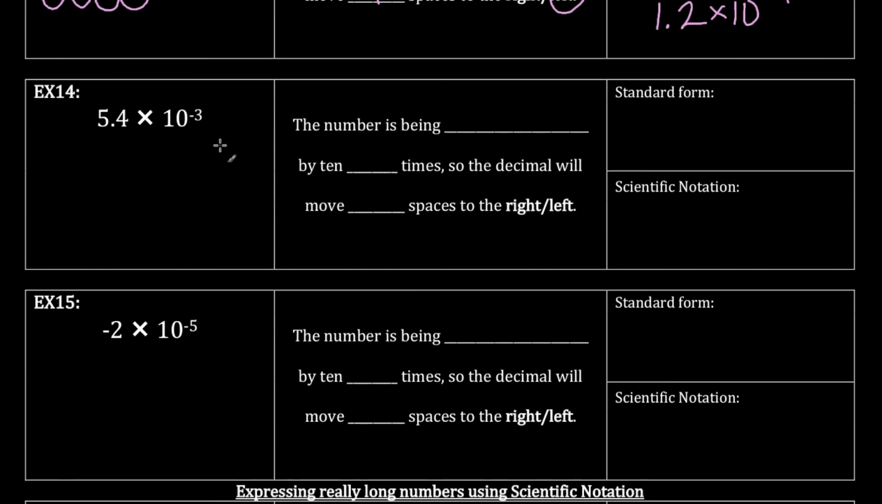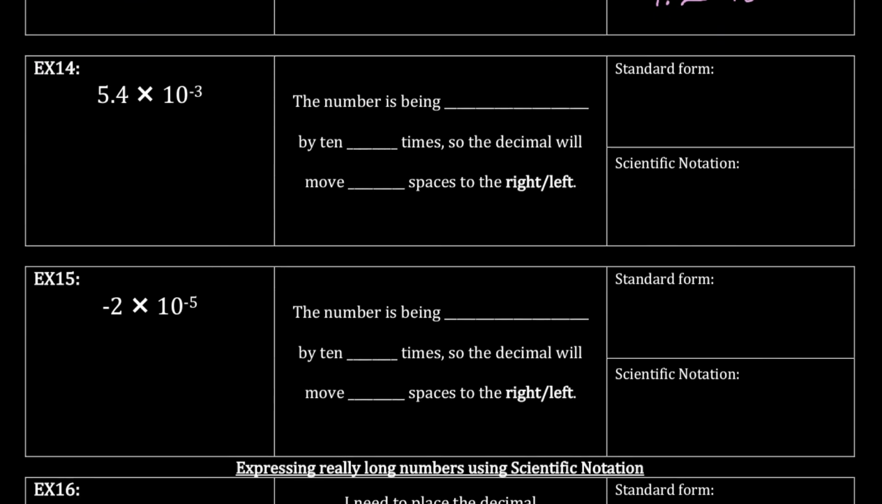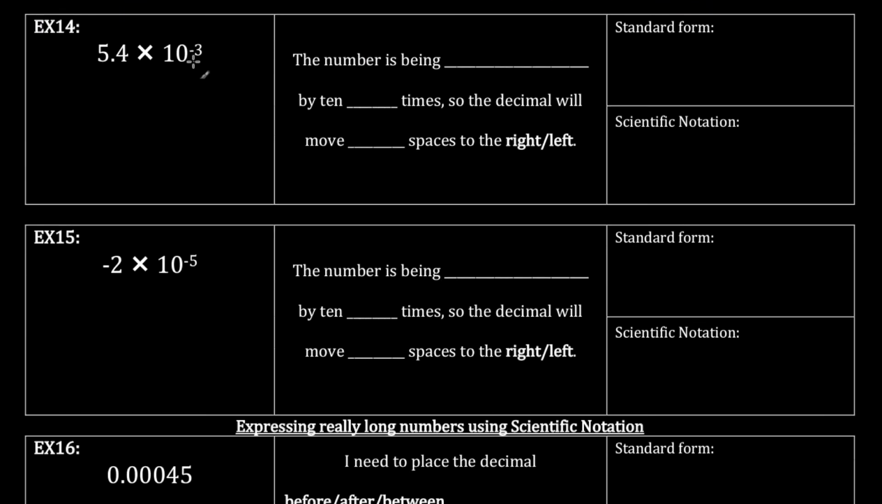Let's try it again. So 5 and 4/10 times 10 to the negative third. So this number once again is being divided because it's a negative exponent. It's being divided by 10 3 times. Is that 3 right there? So the decimal will move 3 to the left. So 5 and 4/10, 3 to the left. 1, 2, 3. 1, 2, 3.